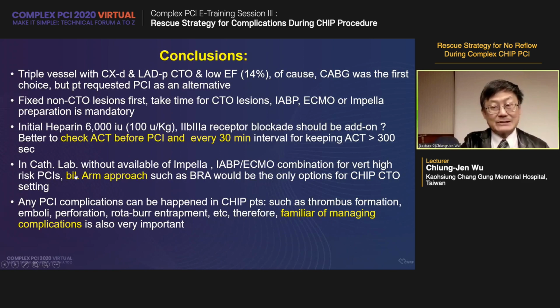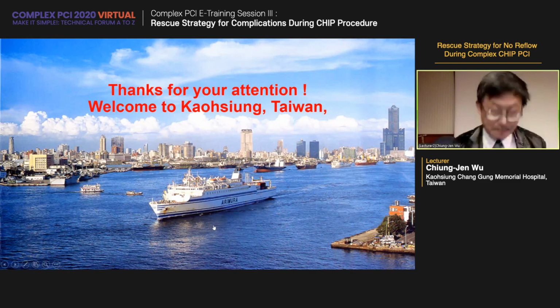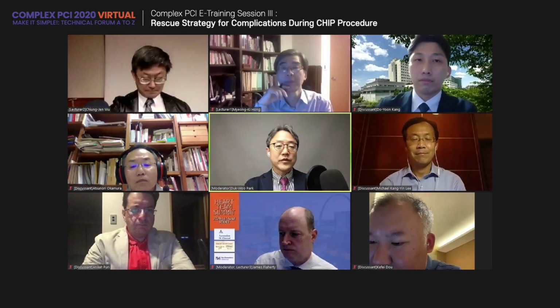So that disaster happened. In CHIP, without available Impella, I think IABP ECMO combination for very high-risk PCI, and a bilateral arm approach, such as bilateral radial, would be the only option for the CTO setting. Any PCI complication can happen in CHIP patients, such as thrombus, emboli, perforation, rotor burr entrapment, etc. Therefore, for me, managing complications is also very important. I'd like to thank you for your attention. Thank you. Wonderful.